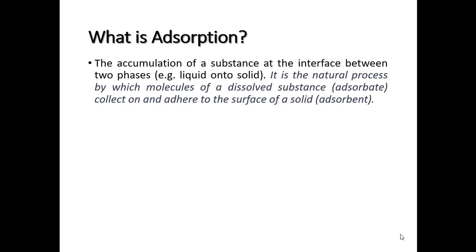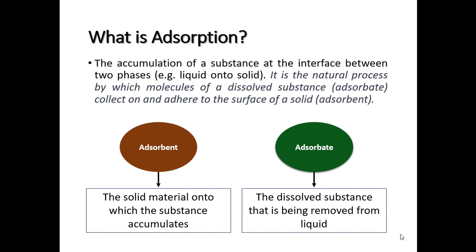So the adsorbate will be adhered to the adsorbent. This is the process of adsorption. The adsorbent is the solid material onto which the substance will accumulate, while the adsorbate is the dissolved substance, the targeted pollutant, for example, that we are going to remove from the liquid.